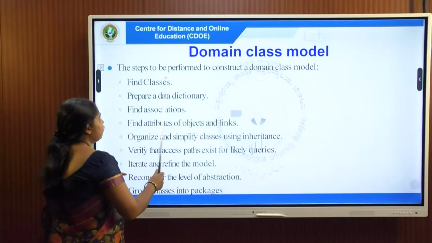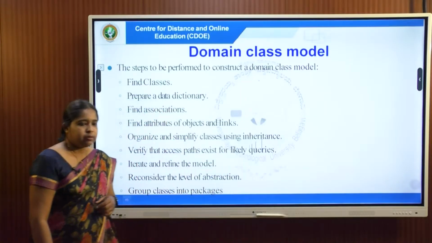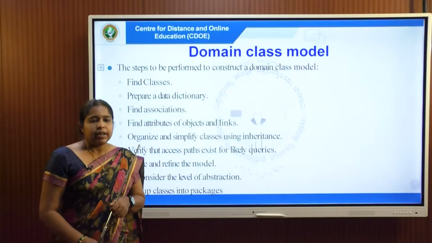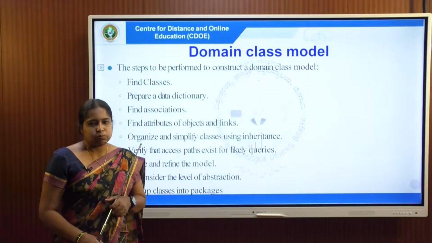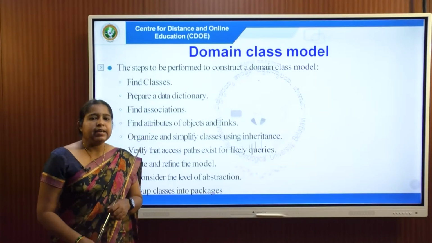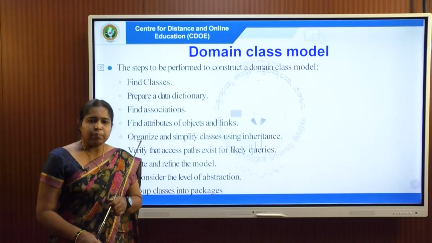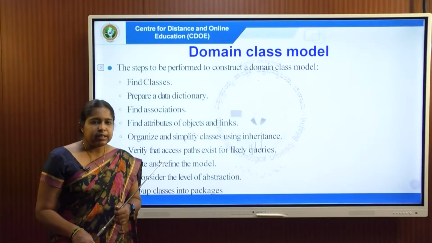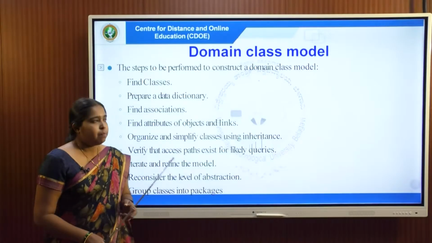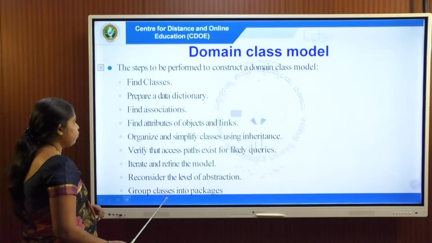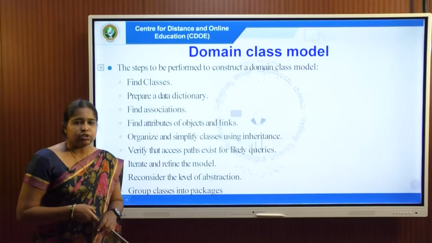The steps to be performed to construct a domain class model. Here I have listed the steps to be performed in order to construct a domain class model. Please remember these steps are very important in building a model. Before building a model you are supposed to analyze it, so first you have to prepare a static structure of the model. These are the steps to be performed. Now we are going to learn each of the steps.